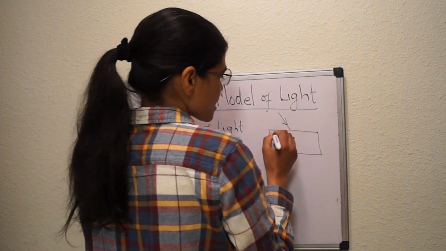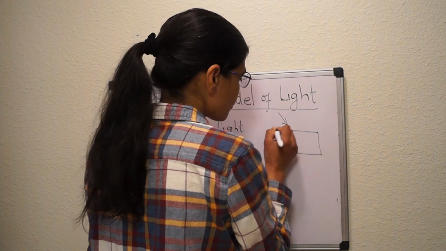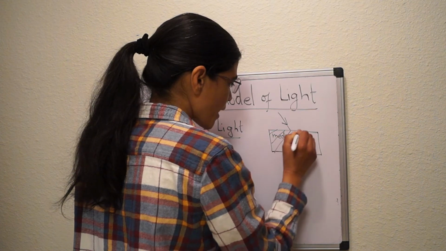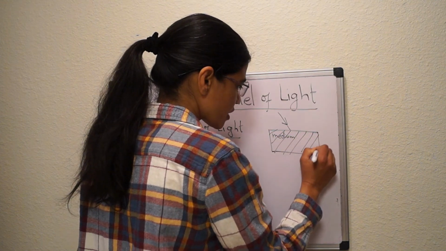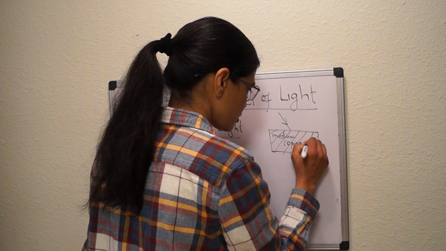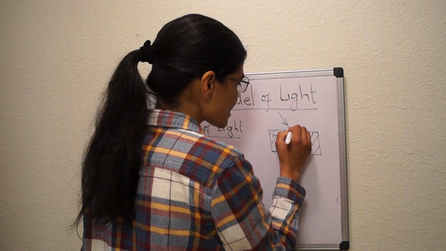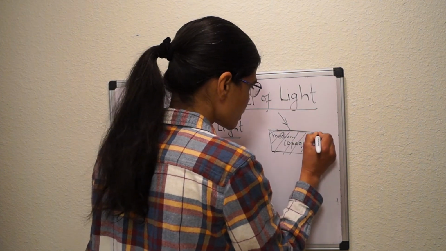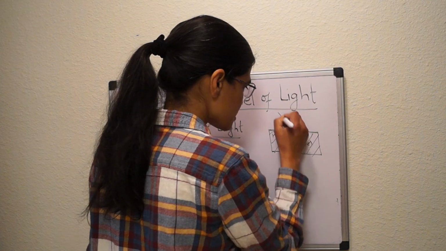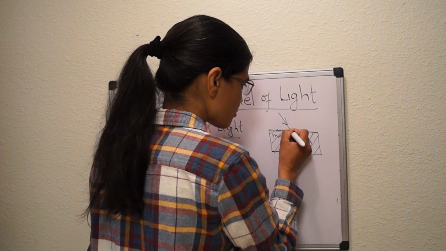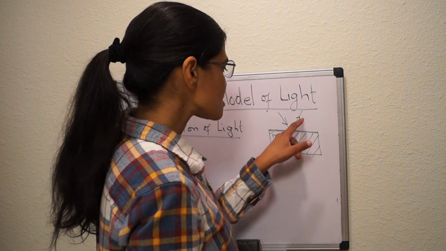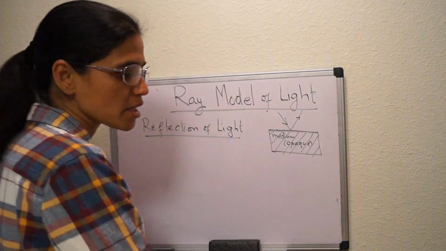To have a reflection, this is important, let's say this medium is completely opaque, meaning the light cannot penetrate here. So the light cannot enter through this boundary, so it has to go back to the medium it came through. The light comes here, touches the boundary, and then goes back to the same medium it came through. This kind of phenomenon is called a reflection of light.